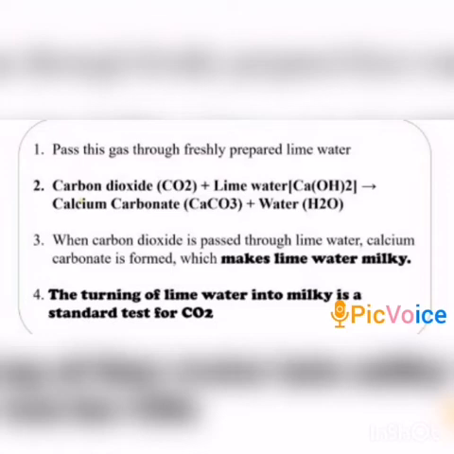What is lime water, children? Calcium hydroxide, Ca(OH)2. What's the formula for carbon dioxide, children? CO2. Carbon dioxide CO2 plus lime water, Ca(OH)2, gives what products? Calcium carbonate plus water. What's the formula for calcium carbonate? CaCO3 and water H2O. Okay ma, in this activity also we have got different types of new products.